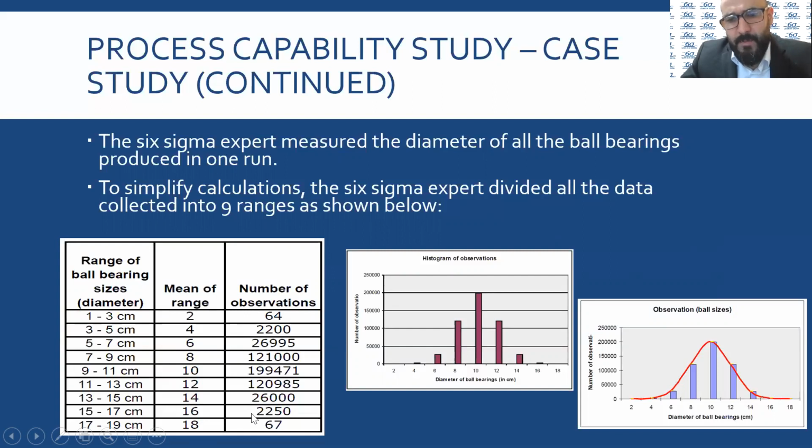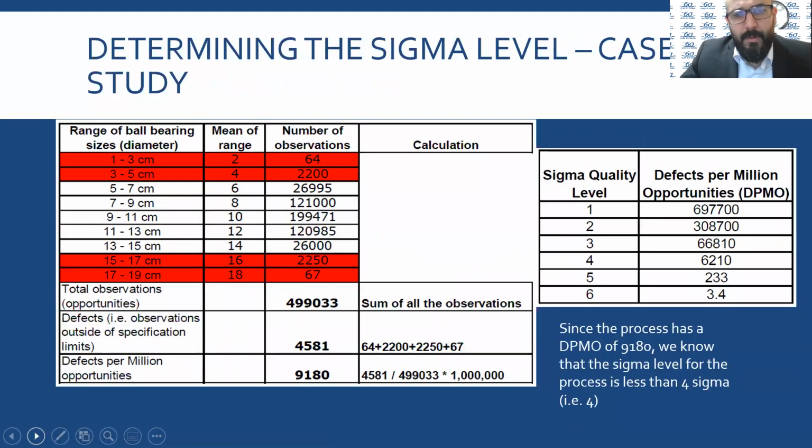Once you've done the observation, you could create a histogram and you could fit the normal distribution on that. All right, now once you have these 9 categories, what you need to do is find the specification, the tolerances. And the customer decided that tolerances between 5 and 15 centimeters would be acceptable. As long as it's between 5 and 15, this would be acceptable.